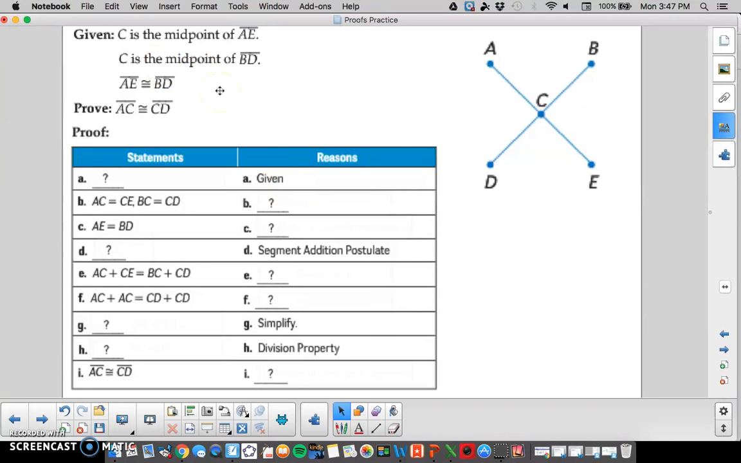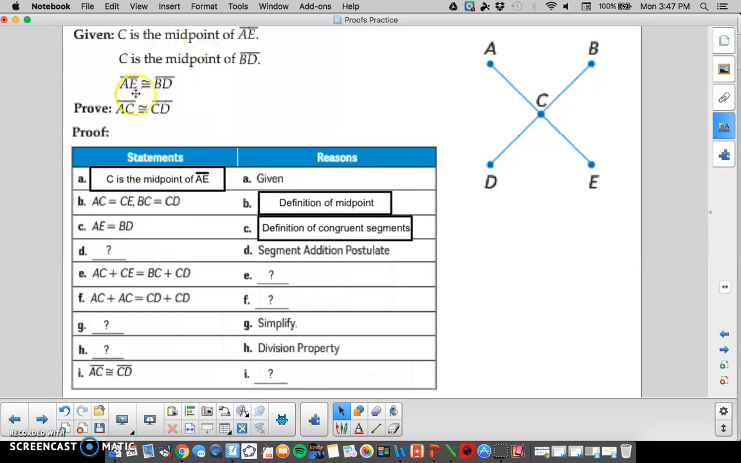Okay, in this proof we're going to fill in some pieces. So we're given that C is the midpoint of AE, and C is the midpoint of BD, and that AE is congruent to BD. We always start out with our given information. We know that AC equals CE and BC equals CD, our definition of midpoint. So because we know that those are the midpoint, we know those pieces are equal.